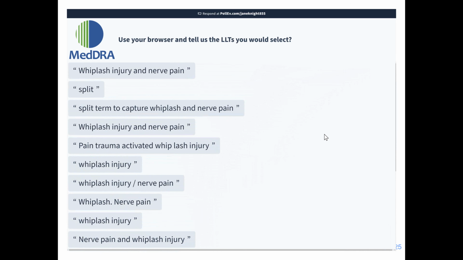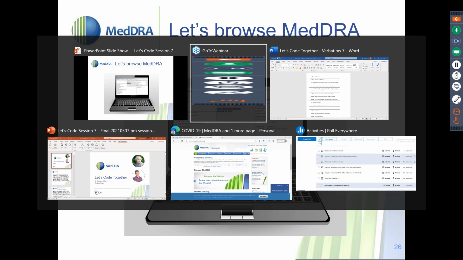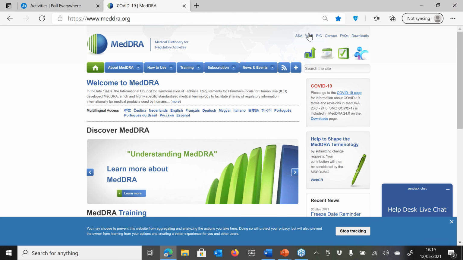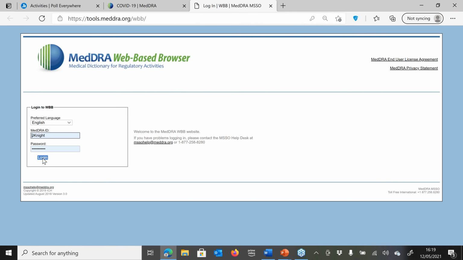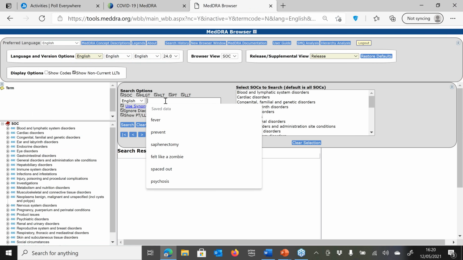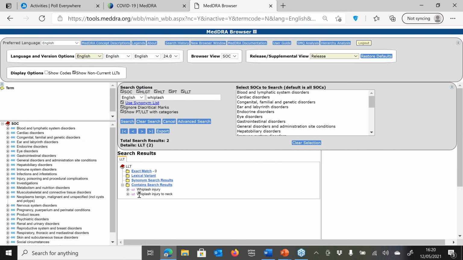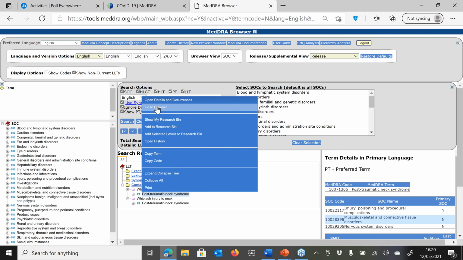So let's go and see what's in our browser. I don't think I've got my browser open today, so we'll open our browser and see what we've got. So looking to capture the whiplash injury and then the nerve pain. So the whiplash, hopefully, all of you had suggestions, so let's have a look. Whiplash is the first one, whiplash injury or whiplash injury to neck. And if we look at the hierarchy, we look at the PT for both of those, they link to the same PT. Post-traumatic neck syndrome is the PT for it.